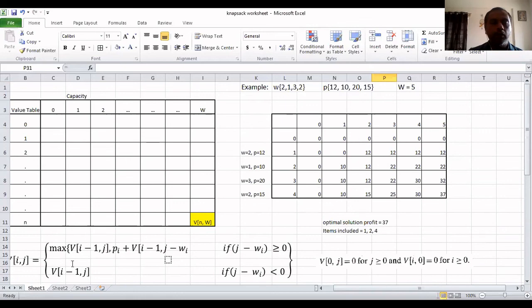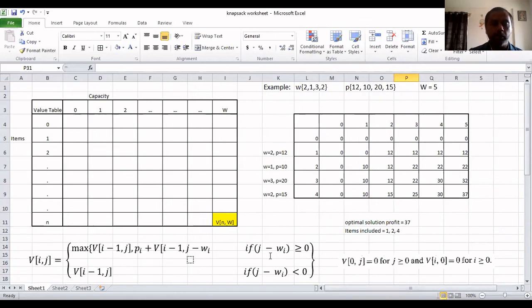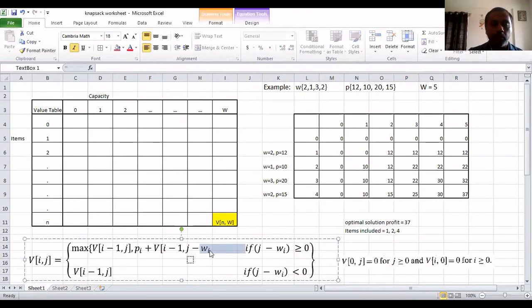We revolve around this particular equation, so don't forget it. This is a very simple equation. I think there is one bracket missing.